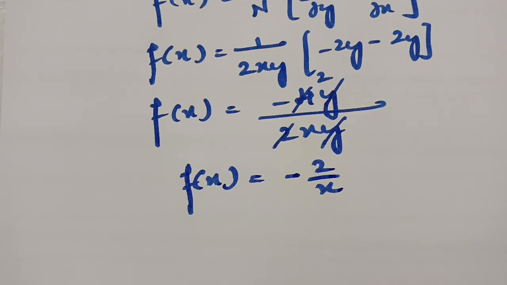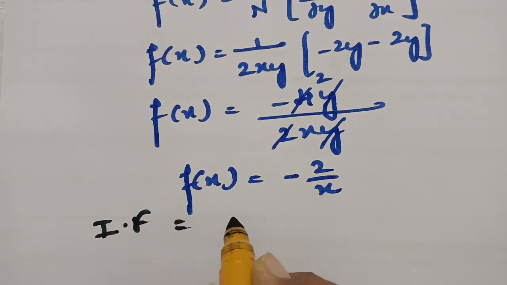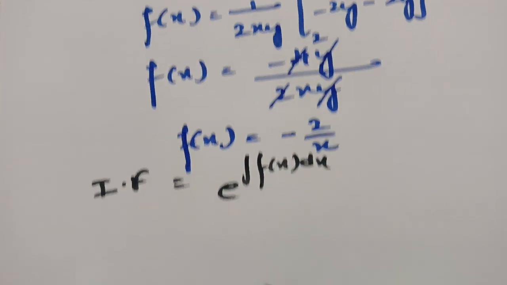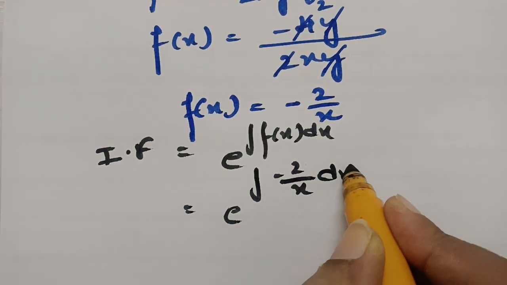Now the integrating factor, the formula for IF, is e to the power of integral f of x into dx. So here the IF value will be e to the power of integral of minus 2 by x into dx.